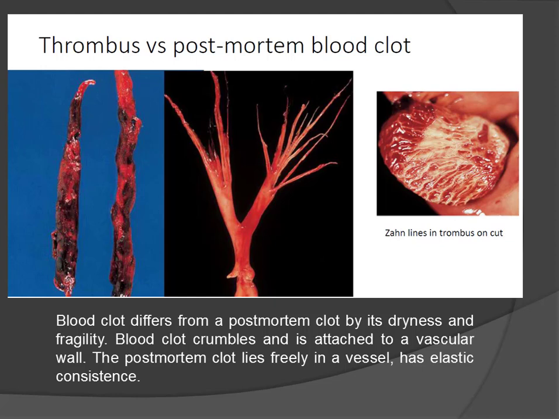may or may not correspond to the contours of the vessels. There are Zahn lines on the surface. Postmortem clots are like jelly, soft and flexible. They lie freely in the lumen of the vessels or heart chambers. They take the form of the vessels or their bifurcation, the surface is smooth, yellow or red.